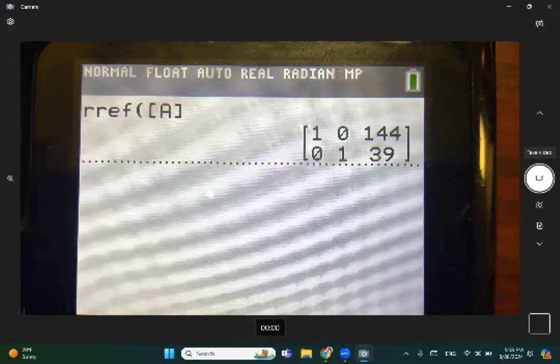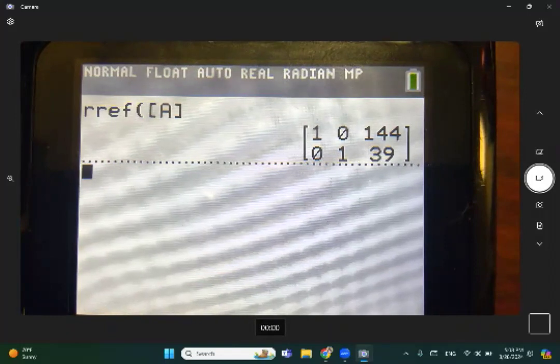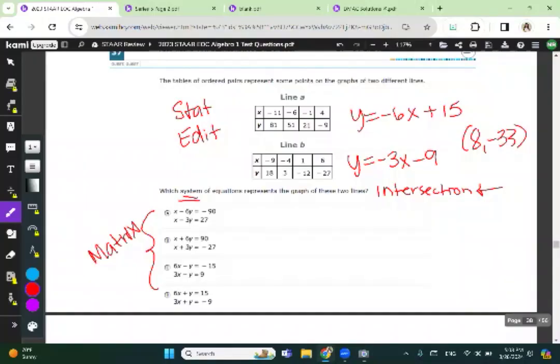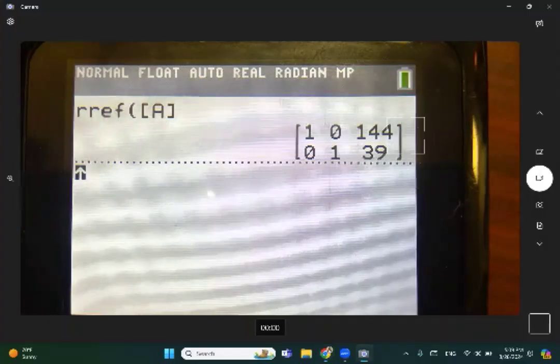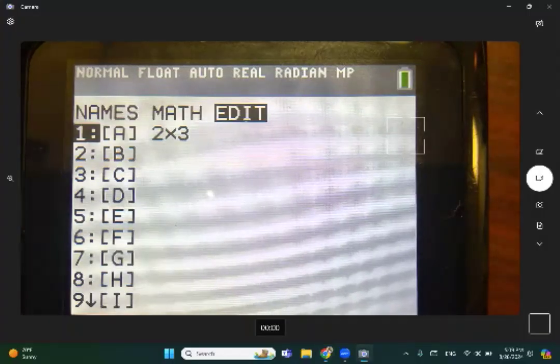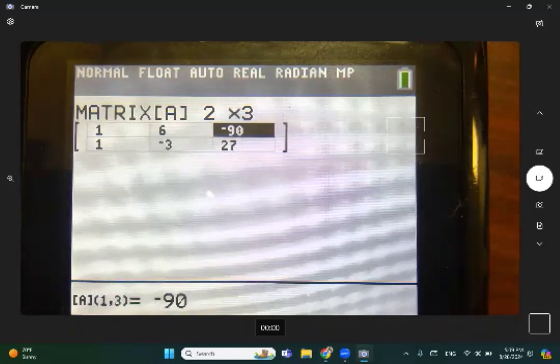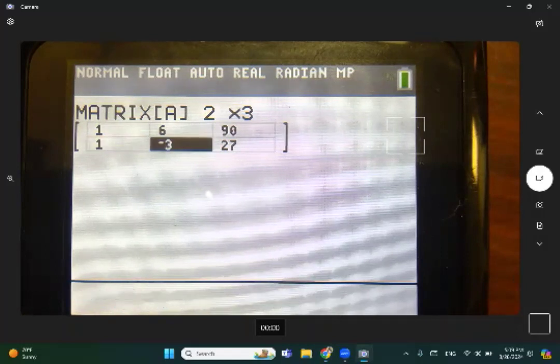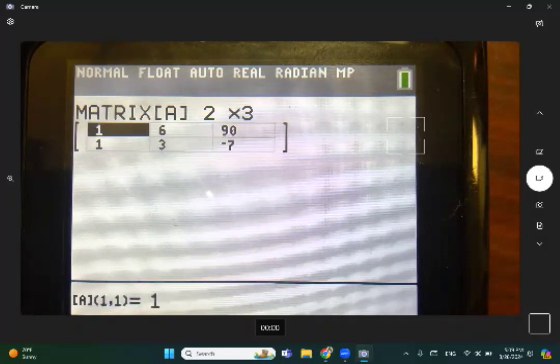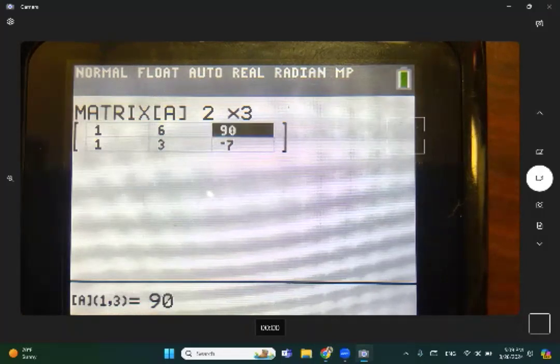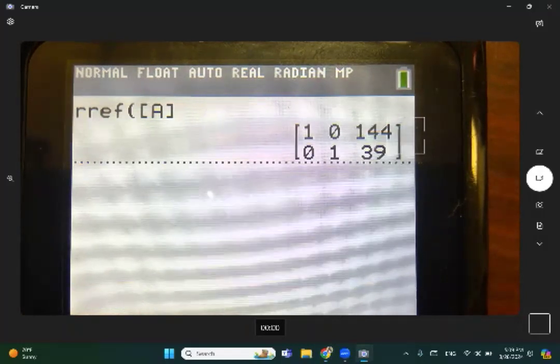So these 2 lines intersect at 144.39, which is not what I wanted. I guess let's do the next one. Okay, it's okay. There's a shortcut. 1, 6, 9, 1, positive 3, negative 27, negative 27. All right, second quit. Didn't forget it this time.